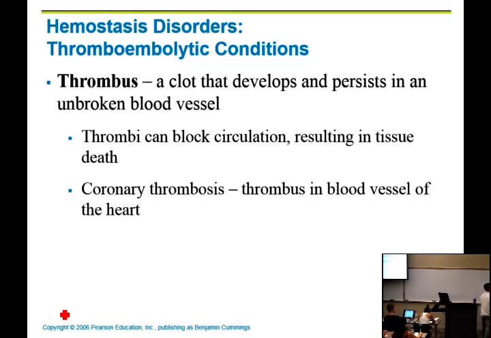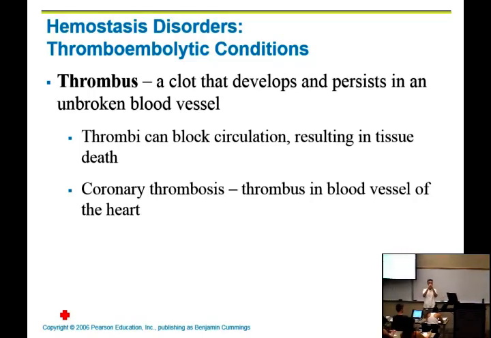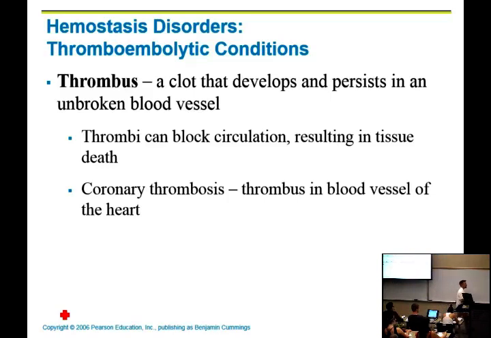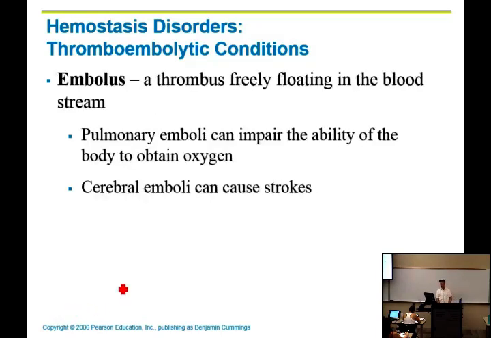Certainly, if you have a clot inside an unbroken blood vessel, it's going to restrict the flow, right? It's going to make that tube much more narrow. If it occurs in, for instance, a blood vessel in the brain or in the heart, where critical tissues need that blood flow on a regular basis, then it can lead to death, or necrosis, of that tissue that's normally fed by that blood vessel. So it can be very critical.